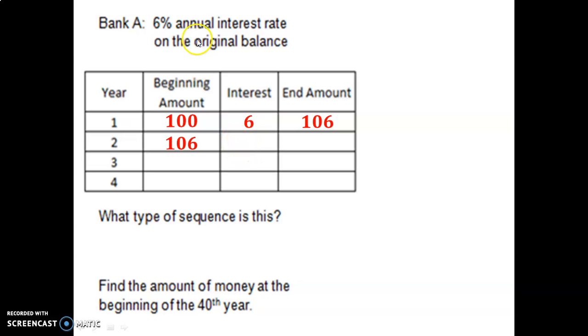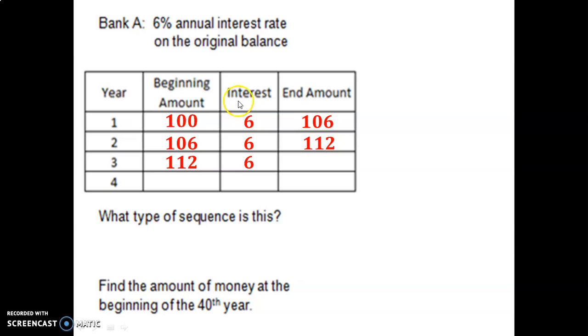With simple interest like this, where the 6% is applied only to the original balance, the original amount, every year you will continue to get €6 interest. It's always going to be 6% on the original amount. So every year, an extra 6. If you add 6 here, you have 112. In the third year, you begin with 112 and you gain 6 more in interest.